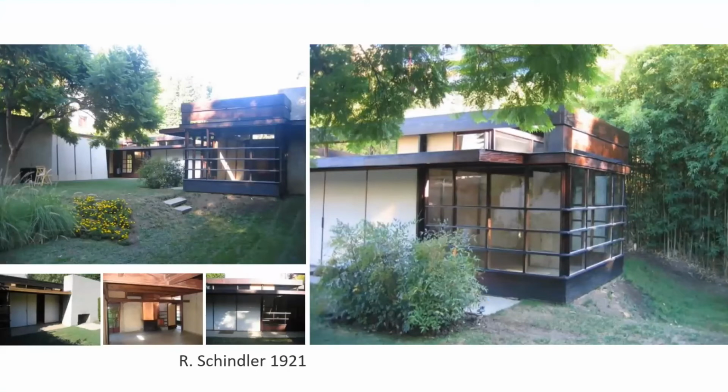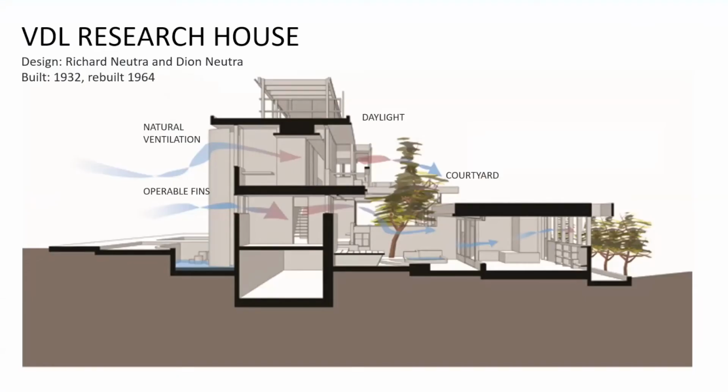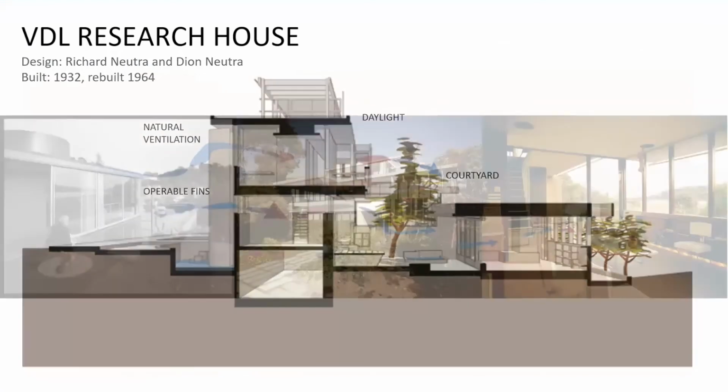Responses, just to show you some examples, Schindler, 1921, started with the movement of opening inside and outside. This famous connection with the exterior worked really well in the summer, but not as well in the winter because there was not that much insulation. The Video Research House, the second iteration by Richard Neutra and Dion Neutra, again, natural ventilation, operable fins towards the west, and then courtyard and shade.